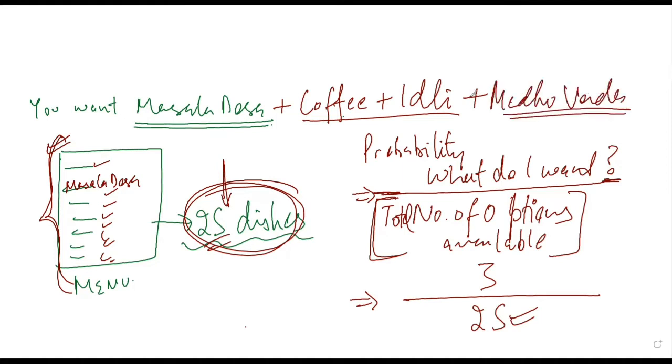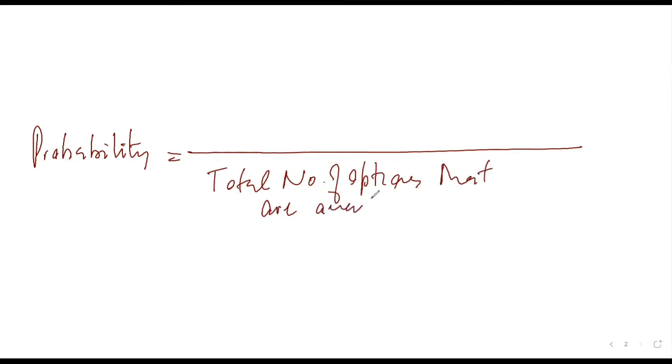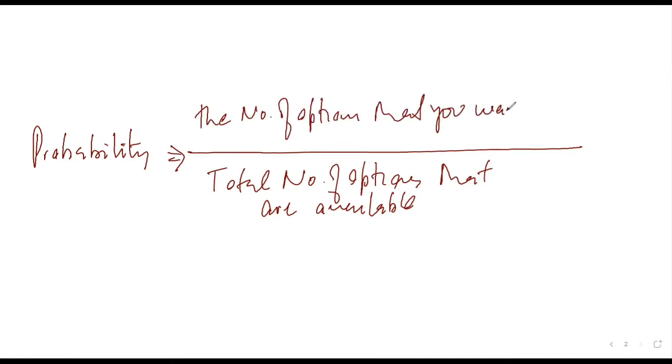And medu vada is present in the menu. Satya, have you understood? Yes, sir. Now how many dishes do you want? Sir, 4. And how many options are available? 25. Have you understood? Yes, sir. So basically, the easiest definition of probability is: in the denominator, the total number of options that are available, and in the numerator, the number of options that you want to pick up. Have you understood? Yes, sir.